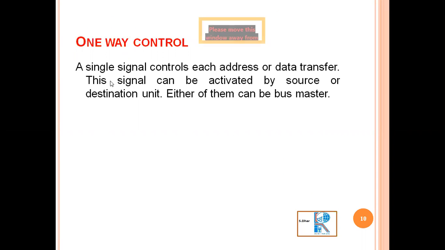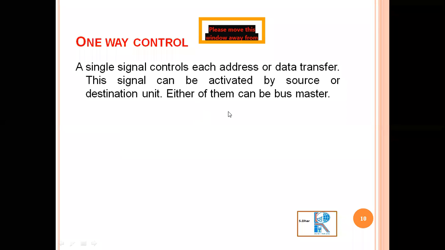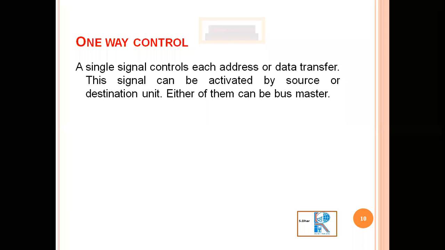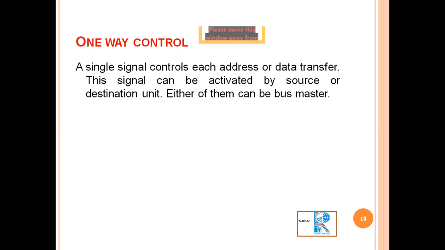In the one-way control, a single signal controls each address or data transfer. There is only one signal for controlling the data or address transfer. This signal can be activated by the source or the destination, as I have already told you. Either of them can be the bus master. If the signal is activated by the source, the source is the bus master. If the signal is activated by the destination, the destination is the bus master. So this is the one-way control.